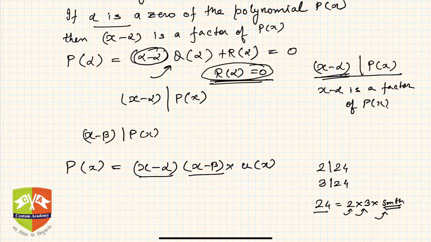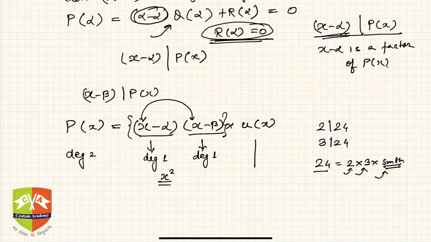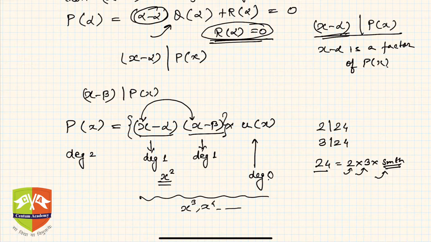Now, if you see here, this is degree 1, and this is also degree 1. That means the first two factors together form a quadratic polynomial. Why? Because if you open these two factors, when this x multiplies by this x, you get x square. So this is a degree 2 polynomial, which means the degree of u(x) must be 0. If it were even 1, the whole right-hand side would be of degree more than 2, like 3 or 4, which is not possible because the left-hand side is of degree 2. So this leftover something has to be a degree 0 term.